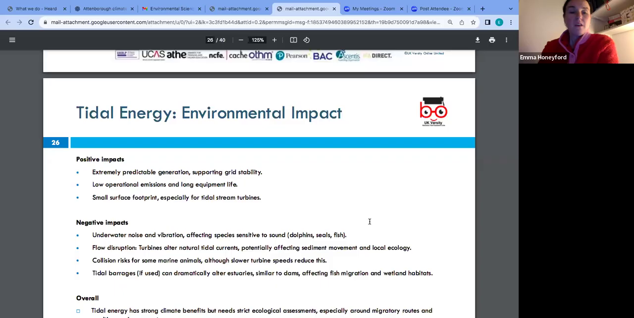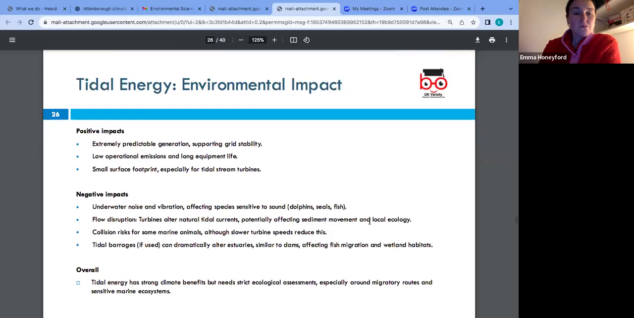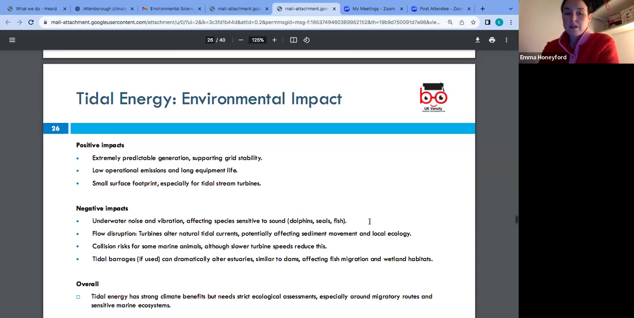Tidal energy. So again, an environmental impact. A positive is extremely predictable generation supporting grid stability. So in terms of long-term planning, it does support the grid stability. We know how much we're going to get, and therefore can plan, which makes it very favourable.